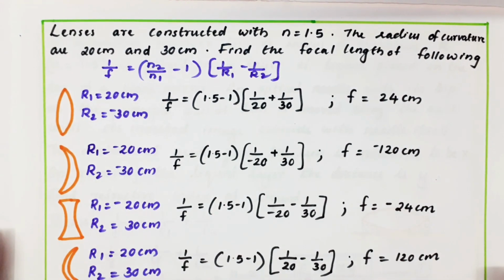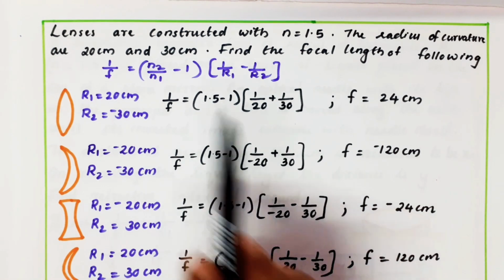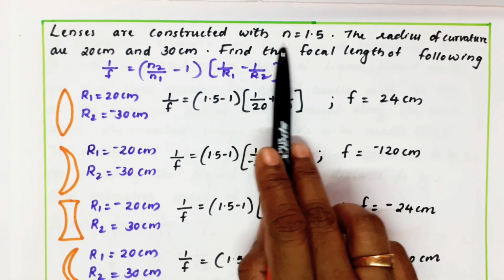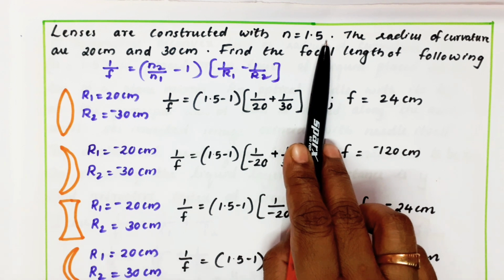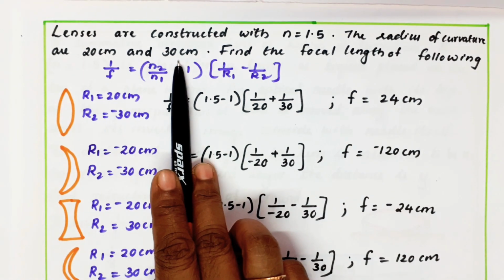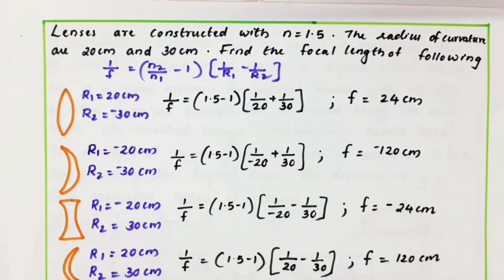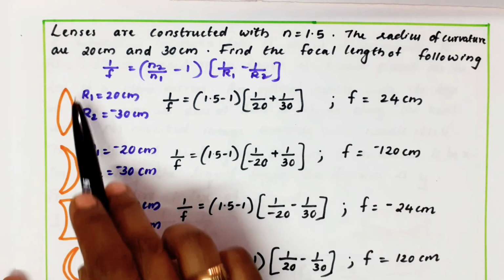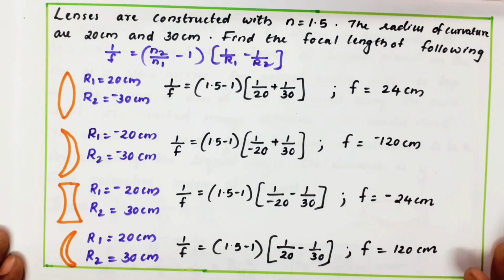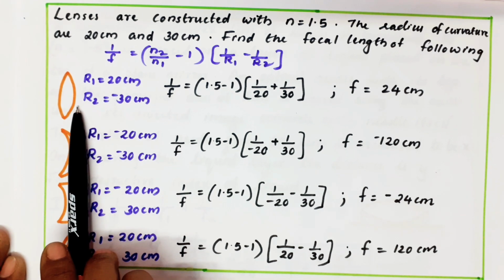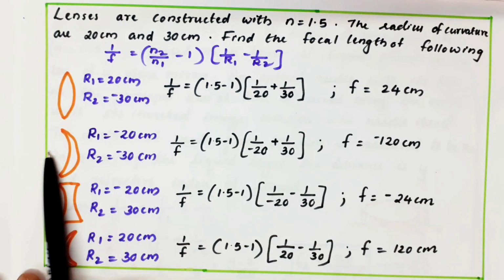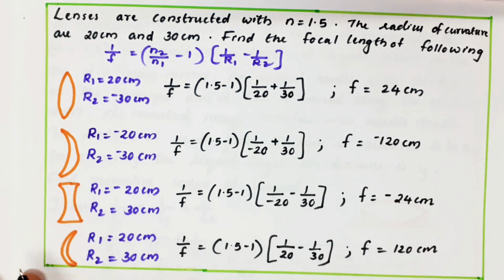Now this is a normal situation you can use for any question. Lenses are constructed with a refractive index n equal to 1.5. Radius of curvature 20 and 30. See, you are getting a new idea that the radius of curvature can change. Find a focal length. Okay, they are given here four different types of lens. Convex lens. This is convex lens. This is concavo-convex, concave lens, convexo-concave. First it's concave, then a convex.